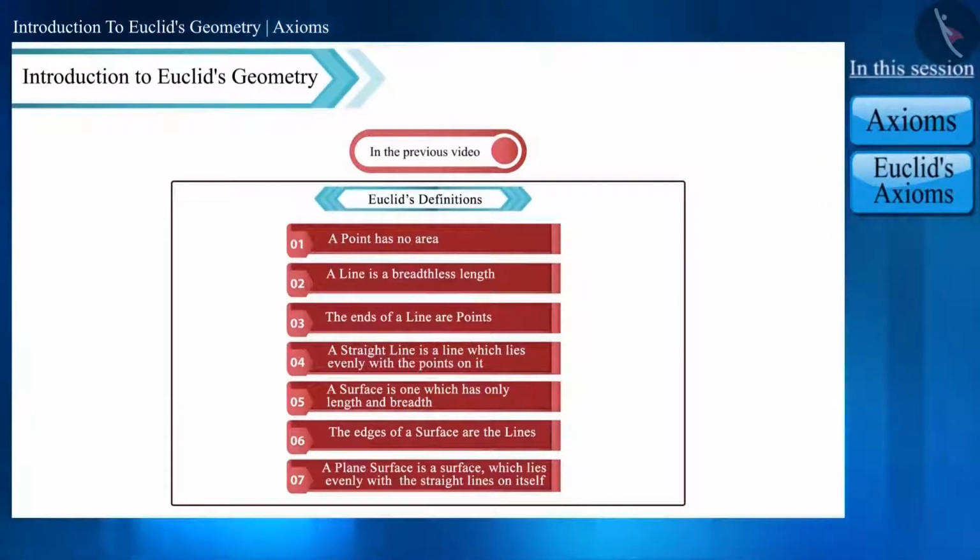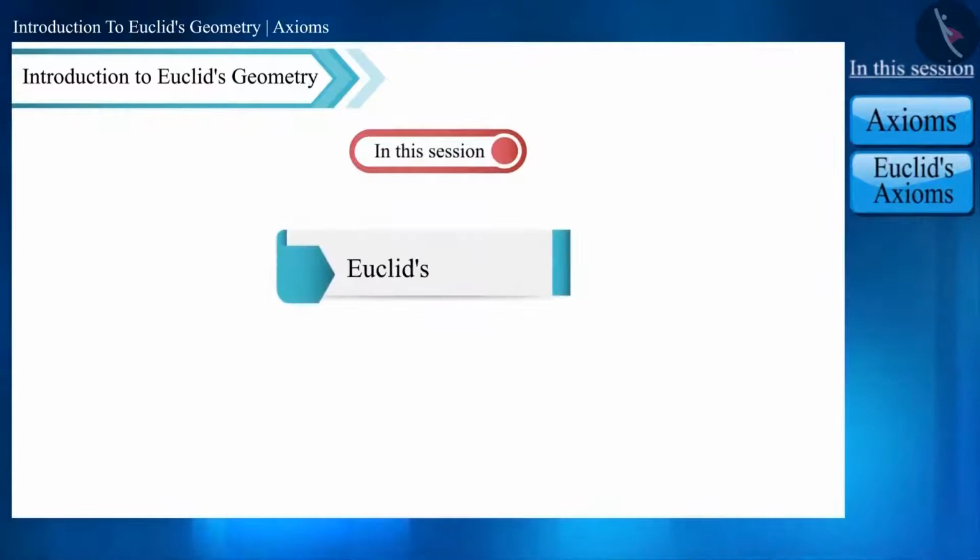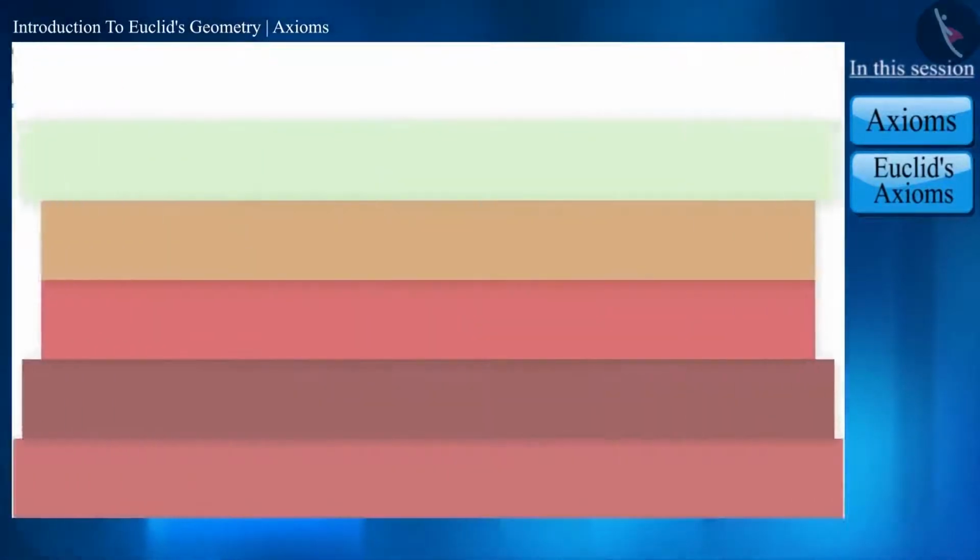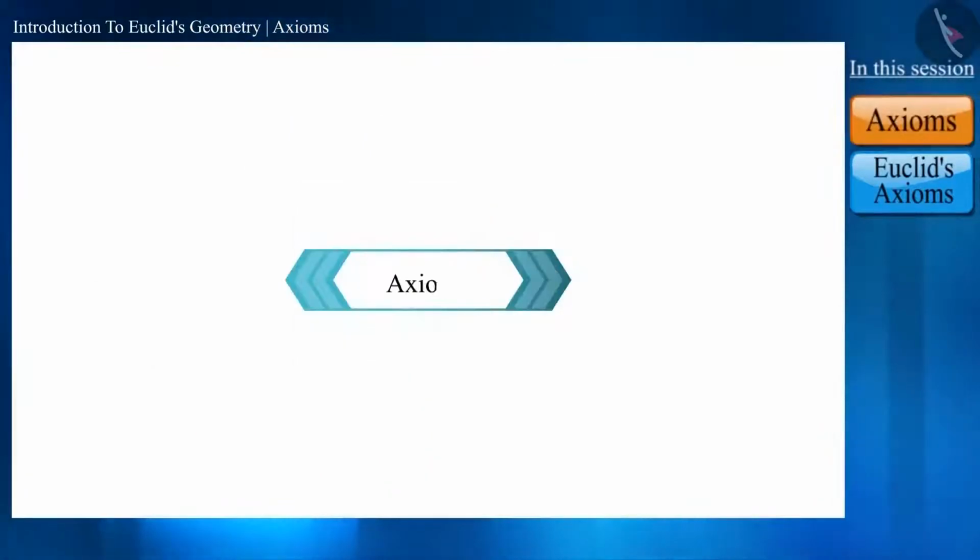In the previous video, we had discussed Euclid's definitions. Today, we will discuss Euclid's axioms. Let's understand the meaning of axioms first of all.